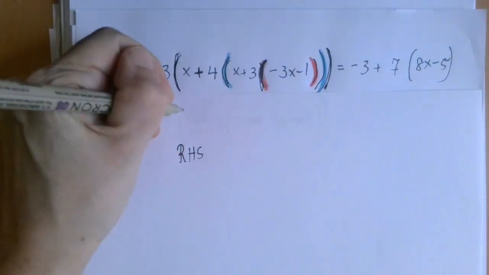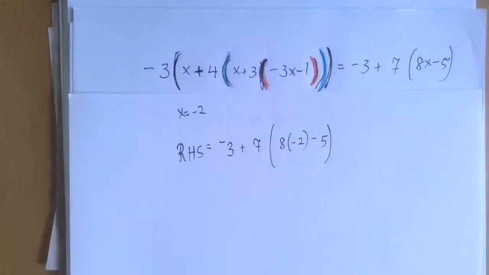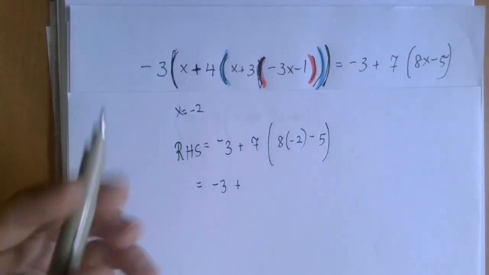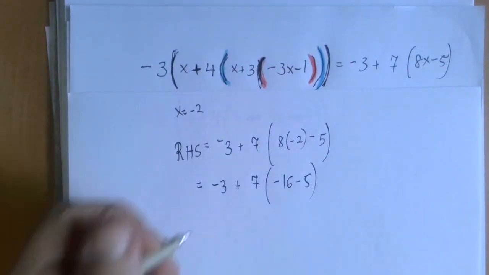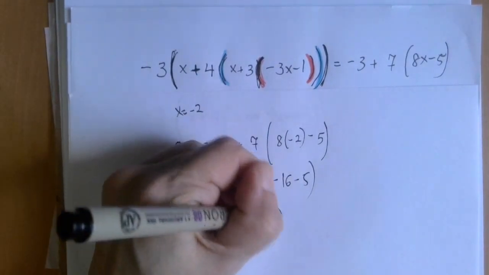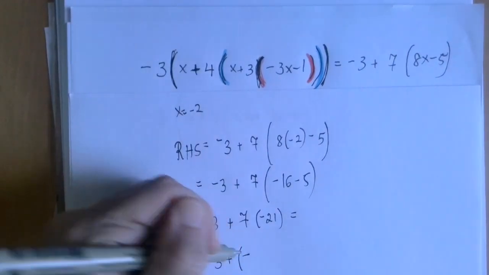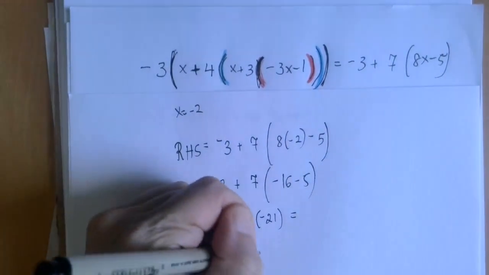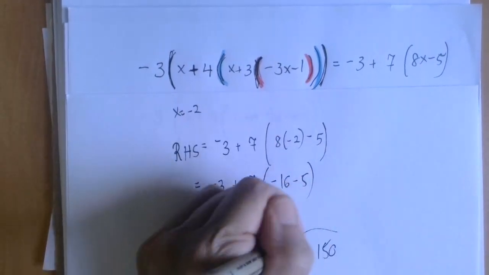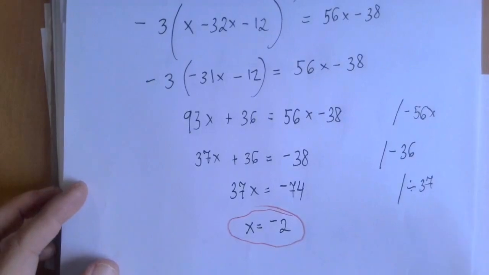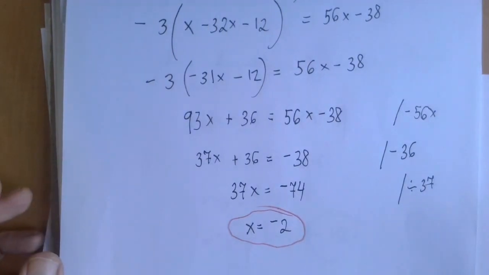We still think that x is negative 2. So the right-hand side becomes negative 3 plus 7 times 8 times negative 2 minus 5. Close. Okay. 8 times negative 2 is negative 16. If you can go faster, go ahead. Negative 16 minus 5 is negative 21, which is negative 3 plus negative 147, which is indeed negative 150. So the 2 sides are equal, so our solution of x equals negative 2 is correct.